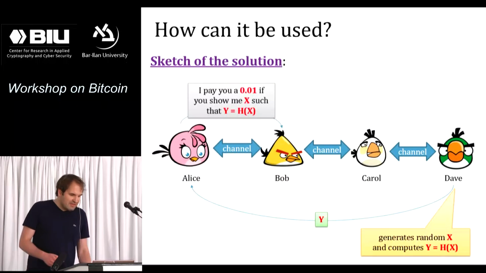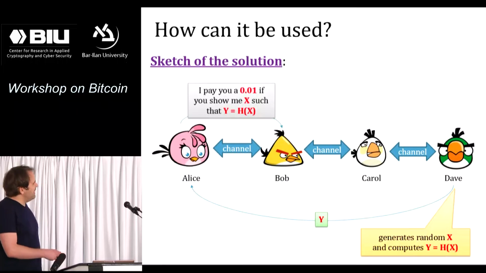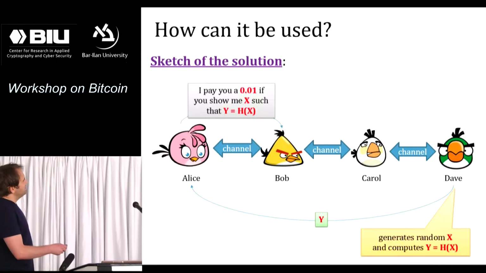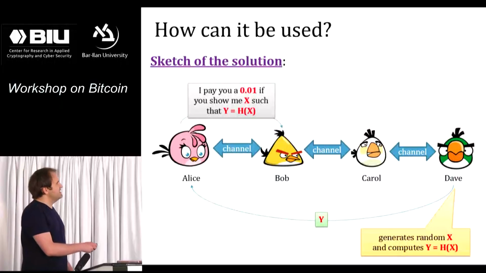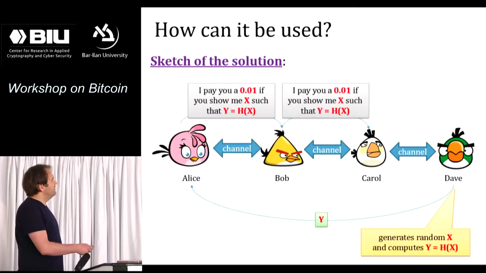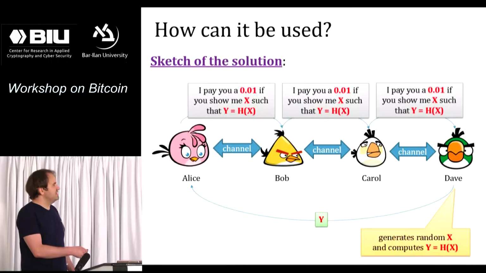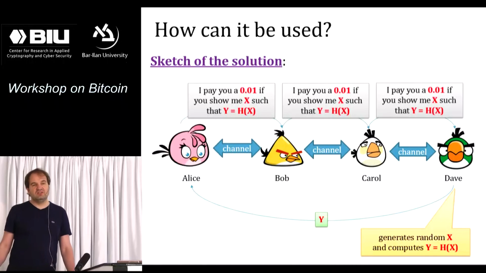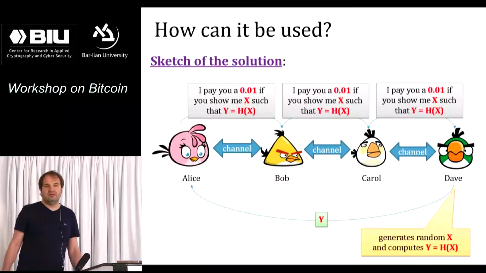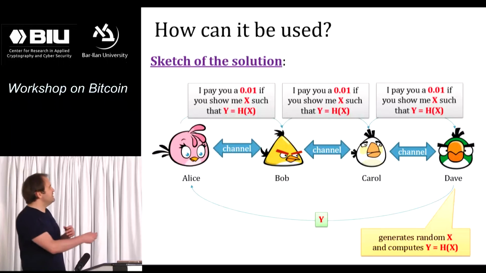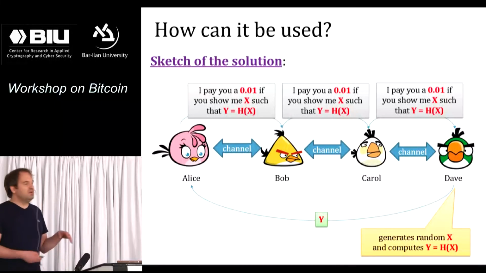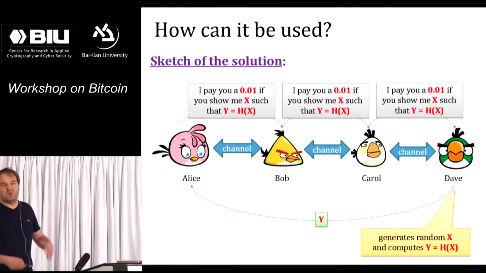So the way it's done is Alice makes a transaction. Here I'm kind of informal. Alice makes a transaction saying, I pay you 0.01 if you show me x such that y is equal to h of x. And so on. Everybody makes the same kind of promise on this channel. So you make a channel adjustment with this particular clause that is adjusted only if you provide the witness.